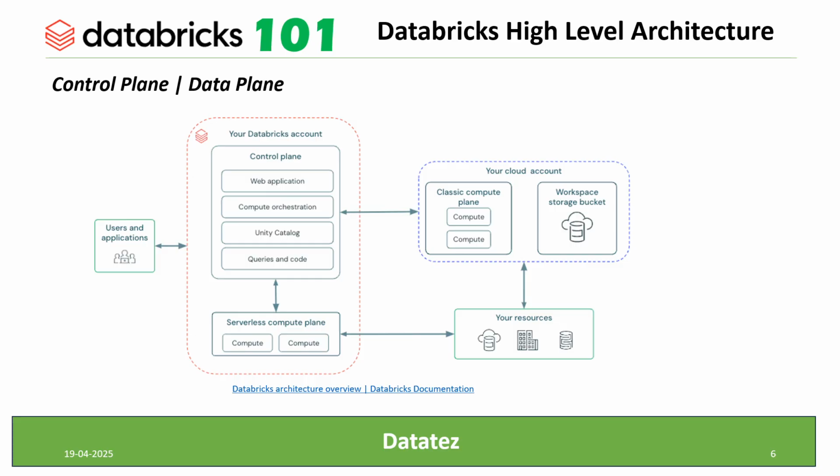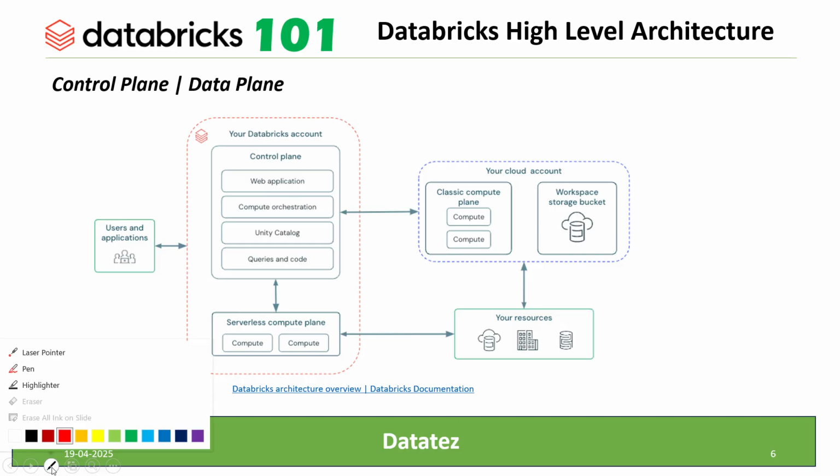On the screen, you are seeing Databricks very high level architecture. In Databricks high level architecture, you will be observing two planes. One is called the control plane, the other one is the data plane.